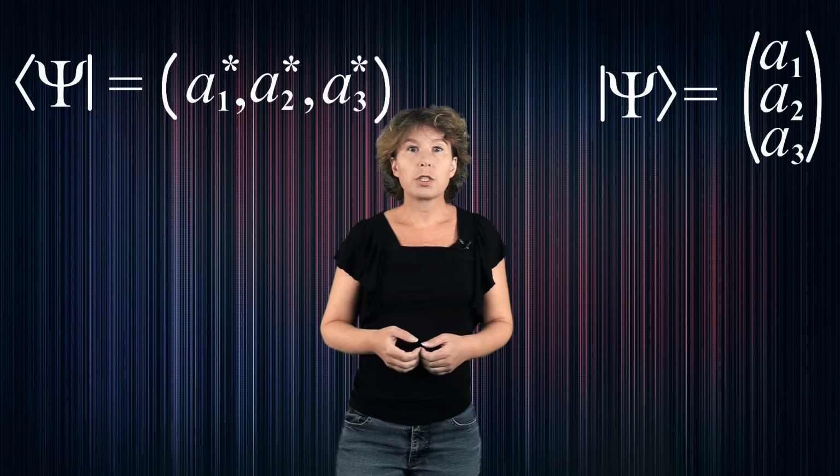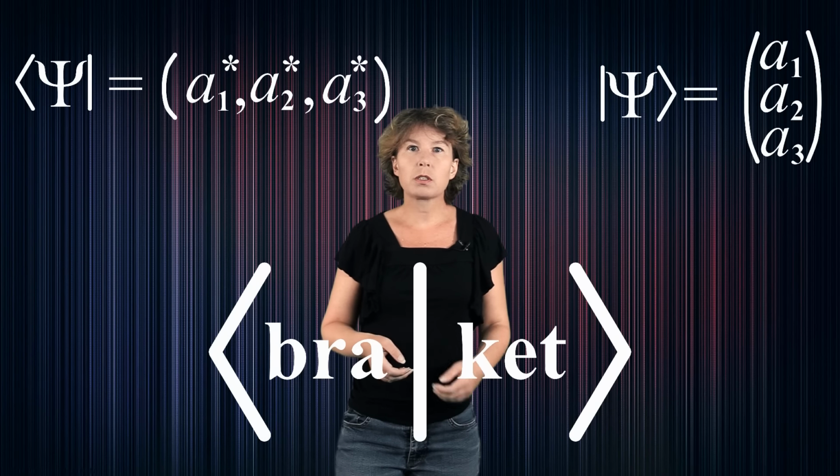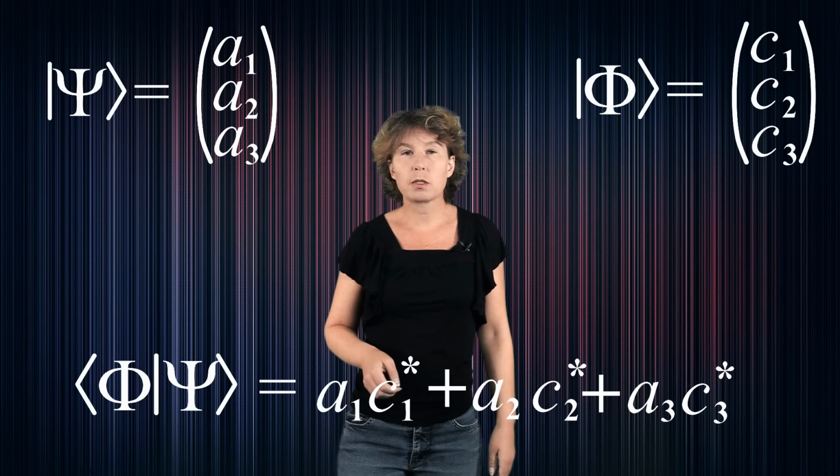This notation was the idea of Paul Dirac and is called the Bra-Ket notation. The left side, the row vector, is the bra, and the right side, the column vector, is the ket. You can use this notation, for example, to write a scalar product conveniently as a Bra-Ket. The scalar product between two vectors is the sum over the products of the coefficients. Again, don't forget that the bra vector has complex conjugates on the coefficients.